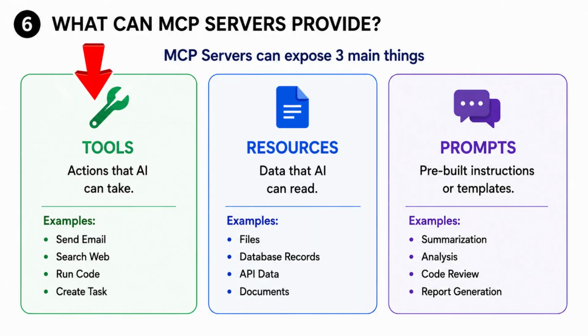And what can these MCP servers actually offer? Three things. First, tools. These are actions like search the web, send an email, run some code. The second is resources, like the data which you want to read or some files which you want to go through. And the third one is prompts, like pre-built instructions that help the AI know how to behave.